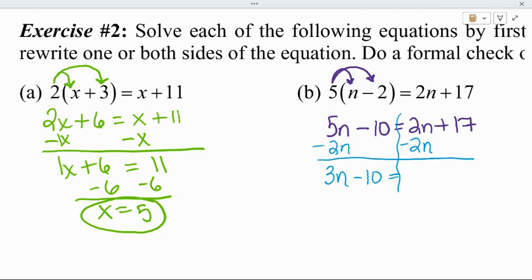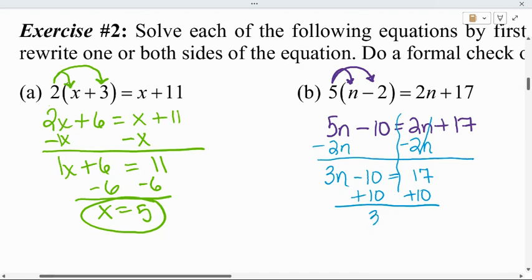That should be Tim's bus. So 5n minus 2n is 3n. Bring down my negative 10 equals 17. All right, Lysandro, what do you want to do next? Add 10 on both sides. And when I do that, Lysandro, what do I get? So 3n equals 27. Can you finish it out?